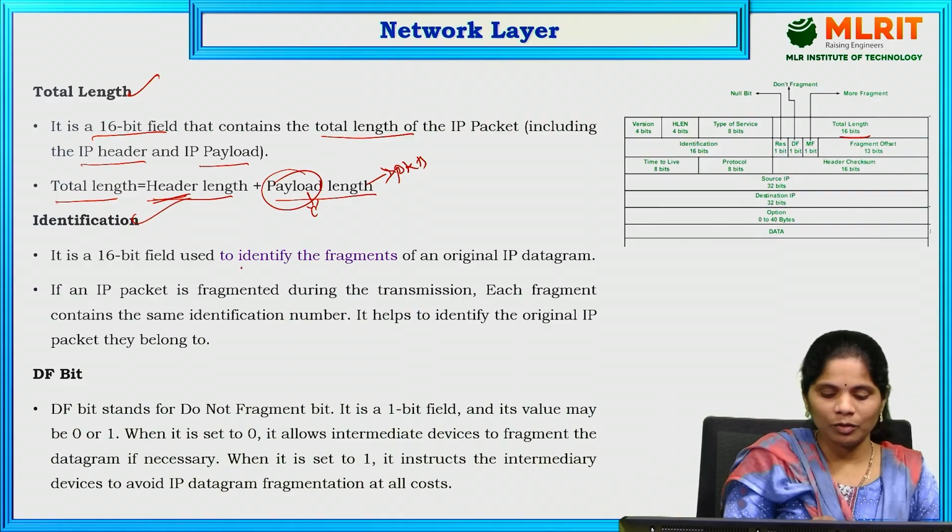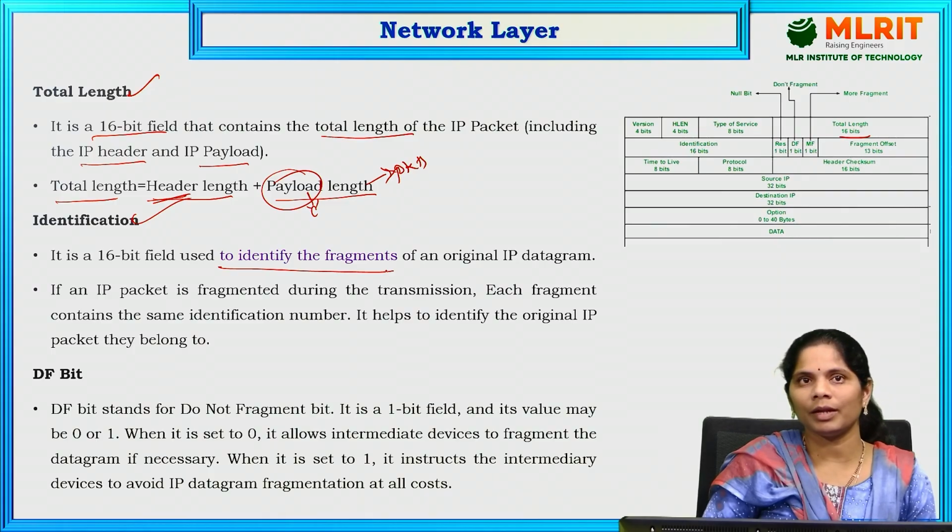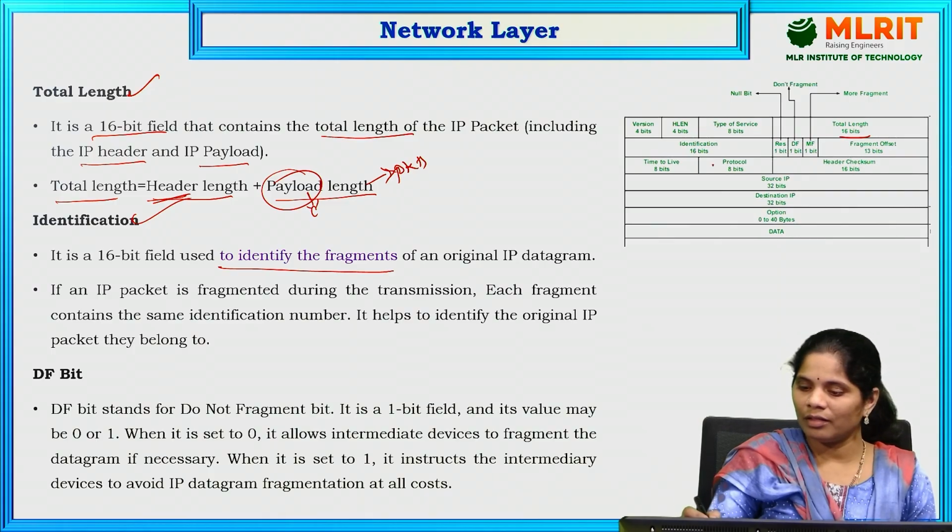Identification is used to identify the fragments of the original IP datagram. We are going to use the identification field. That is 16 bits.